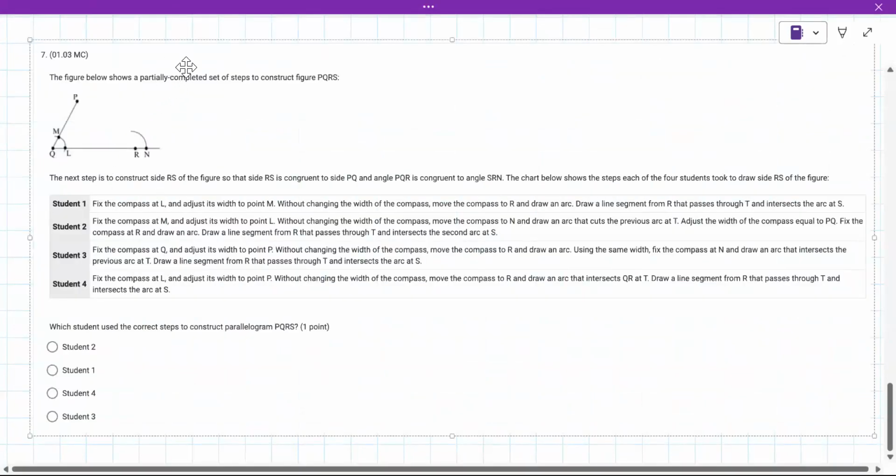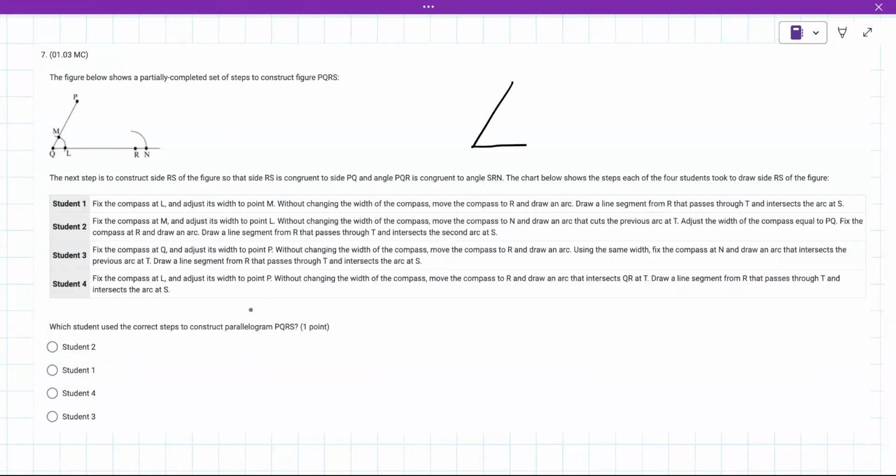The figure below shows a partially completed set of steps to construct figure PQRS. So it appears that they're trying to make a parallelogram. The final figure should look something like this when it's all done. To do that, you have to copy this angle, which is what they're starting to do. And so the next step we're looking for, like at the previous one, is where you fix the compass at L and swing an arc at M.